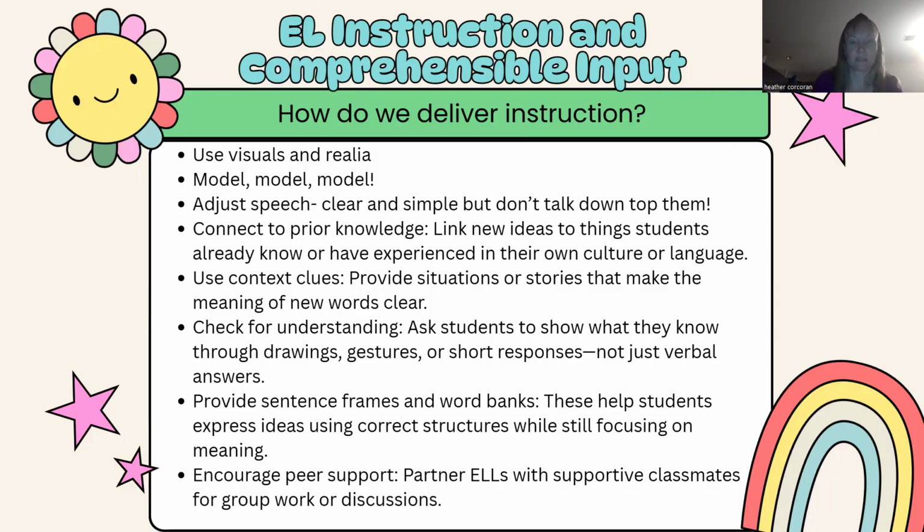Always provide sentence frames and word banks. These are just tools in all lessons where we have EL learners. We want to make sure that they can express their ideas using the correct structures while they're still focusing on the meaning. And then pair the student up with a peer to model the gestures, model how we say the word, and model how we structure it in sentences. The more EL support that can be given through peer instruction and peer facilitation, whether that's discussions or even just the guided practice they do with the teacher, the better it will be for the student.